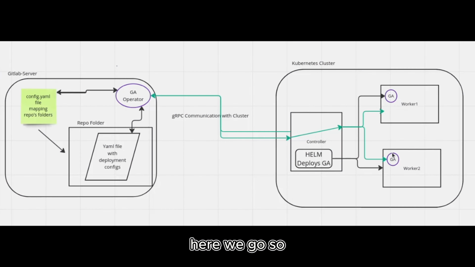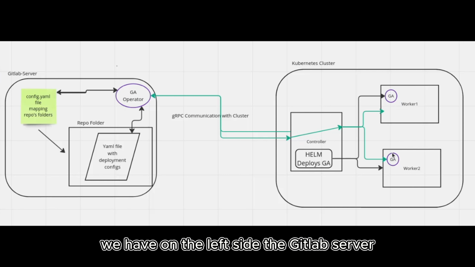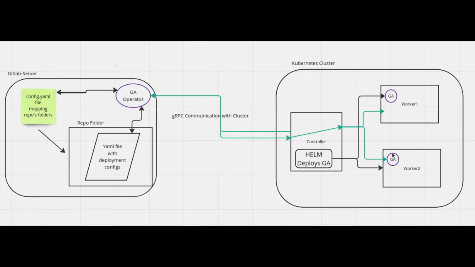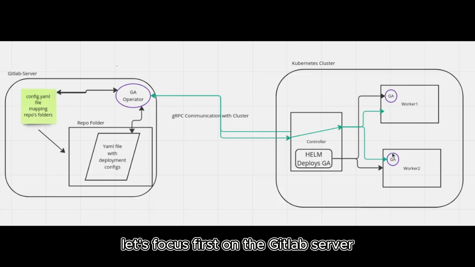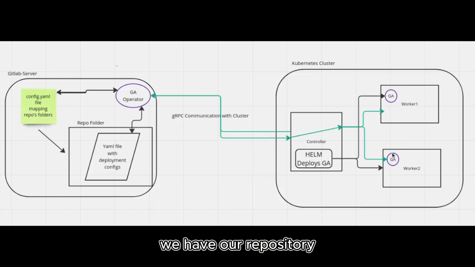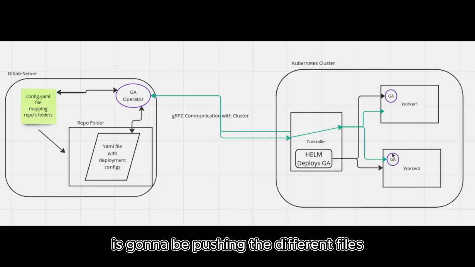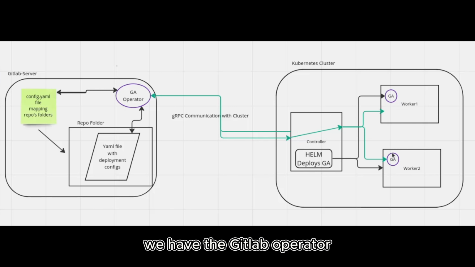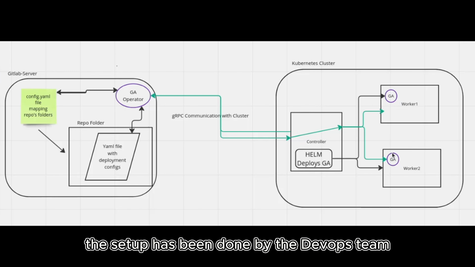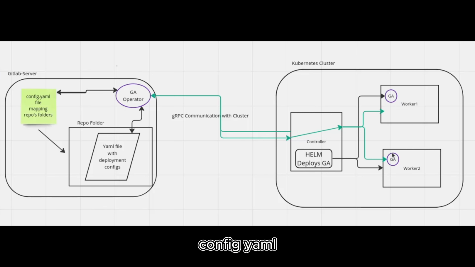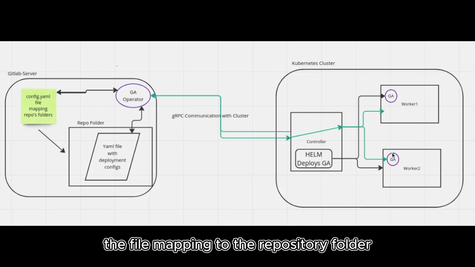Here we go. So we have on the left side the GitLab server and on the right side the cluster. Let's focus first on the GitLab server. Inside we have different components. We have our repository. That's where the developer team is going to be pushing the different files. We have the GitLab operator, which has been prepared and the setup has been done by the DevOps team. And we have the config YAML, the file mapping to the repository folder.